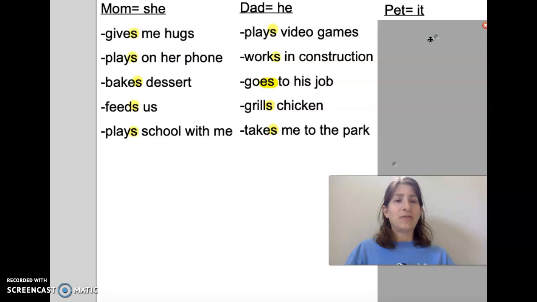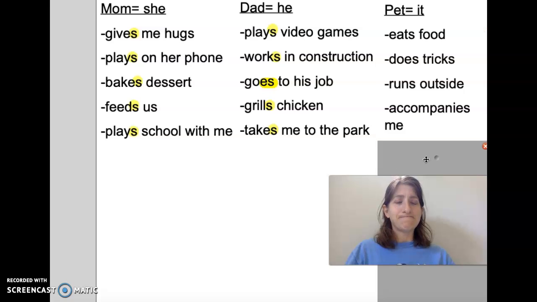Take a look here for the pet. Eats food, does tricks, again with that es, runs outside, or accompanies me. Here again with the es, with the y changing to an i. So again, you can see how when it's he, she, or it, it has an s on the end.